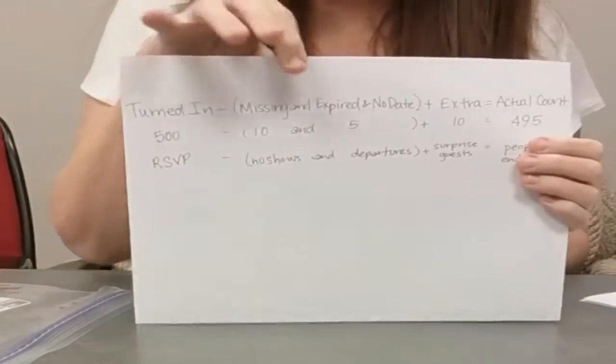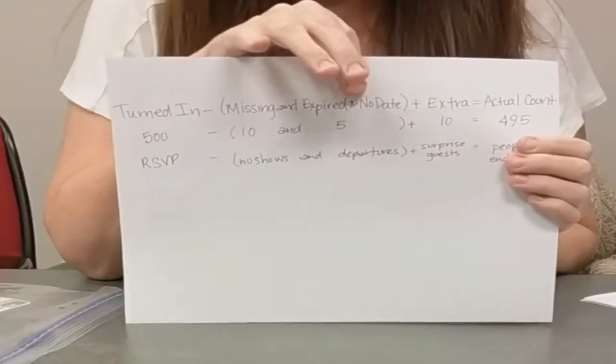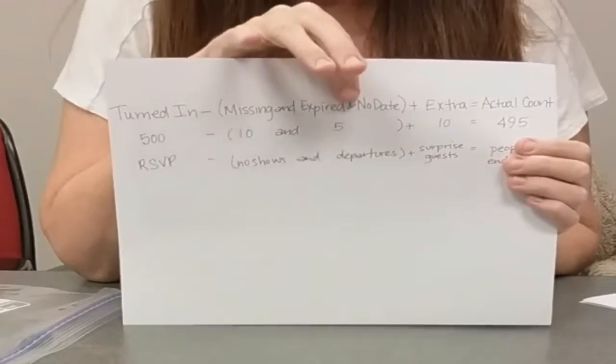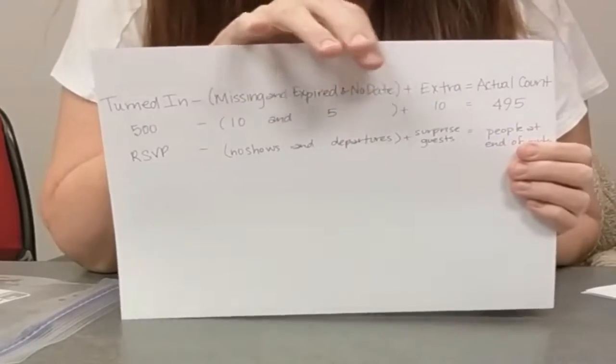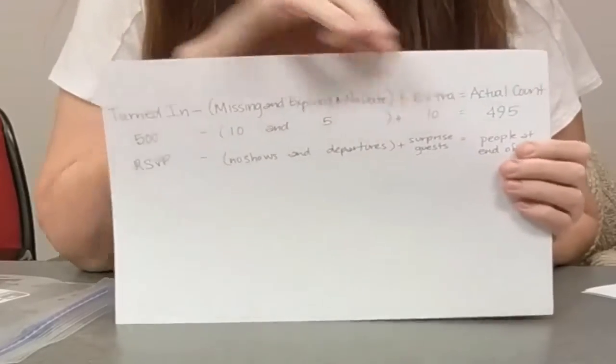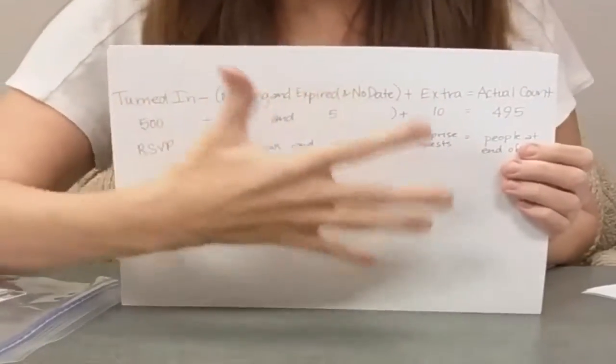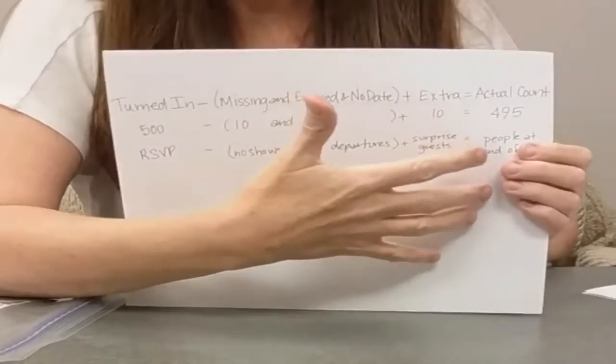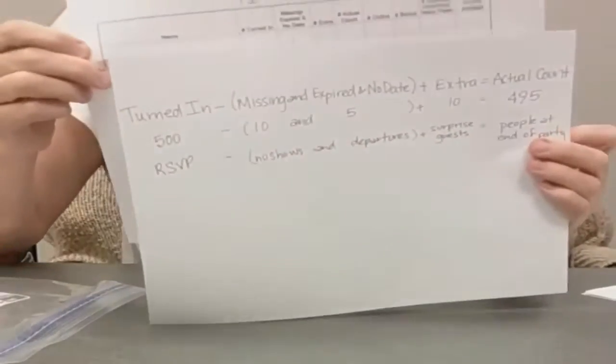If you think about it, in the party, we had how many were invited, we had how many didn't show up, how many had to leave early, we had how many showed up that weren't invited. All of those account for the total number of people who are there at the end. Those are the first four columns.